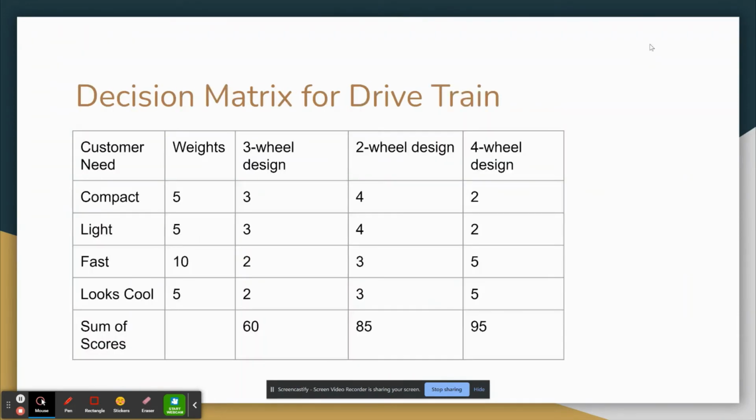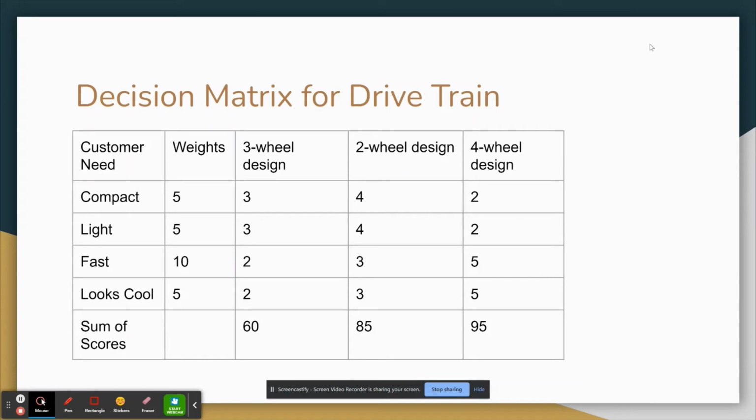So here is our decision matrix for the number of wheels that we wanted to put on our robot. We weighed a few factors: how compact it was, how light it was, how fast it was, and how cool it looked. And we placed the most importance on how fast it was because that was ultimately the main function of the prompt that we were given.